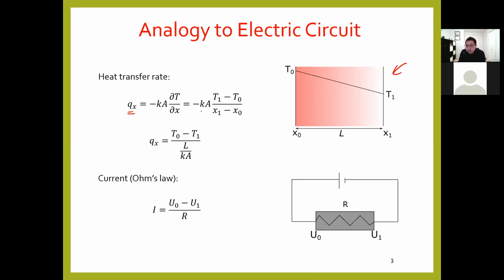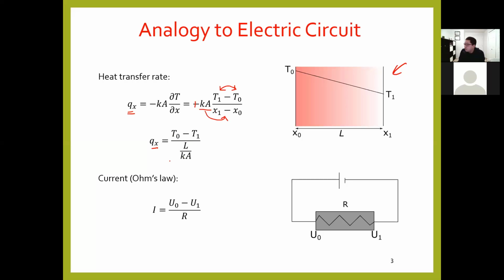So if we rearrange the variables, we put this on the left, then it becomes Qx equal to T0 minus T1 divided by L over kA. The reason that T1 and T0 switch is because we have a negative sign here. We get rid of the negative sign and then we switch these two numbers. So that's why it becomes T0 minus T1.